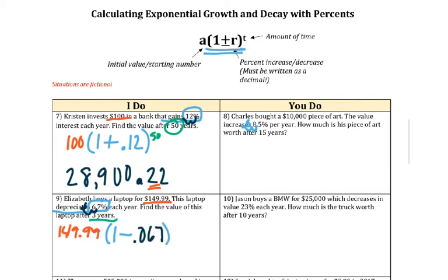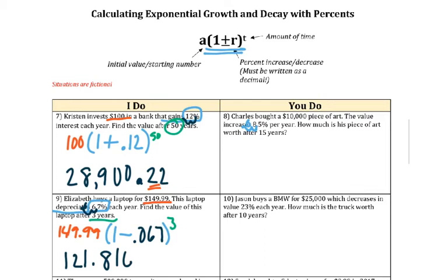After 3 years, that's raised to the third power. Okay, so I'm going to type it in, 149.99, 1 minus 0.067, raised to the third power. So I end up with 100. So this laptop used to be worth almost $149. Now the laptop is only worth $121.